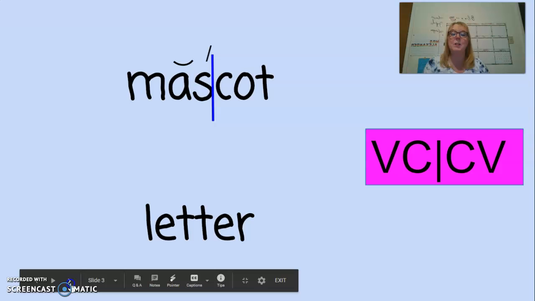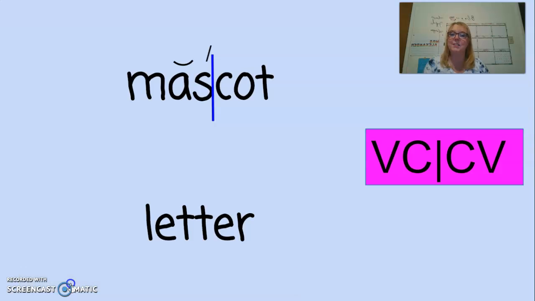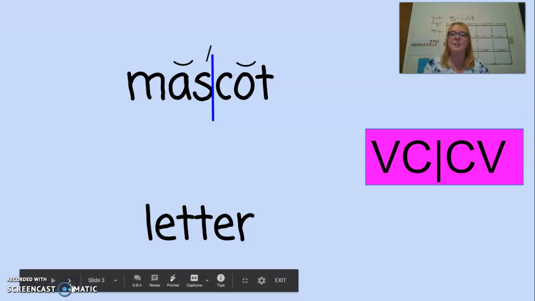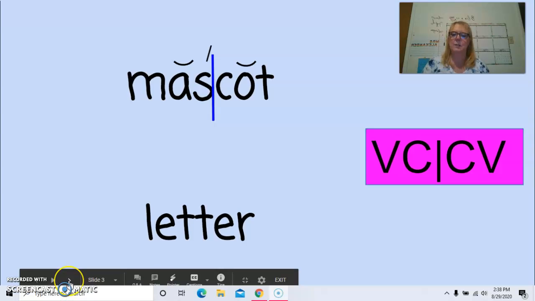The second syllable is also closed. And what do we code it with? That's right, a breve. Okay, read that first syllable to yourself. Read it with me. Mass. Now read the second syllable. And with me, caught. Let's read both parts together. Mass, caught. Great. Let's look at the next word.